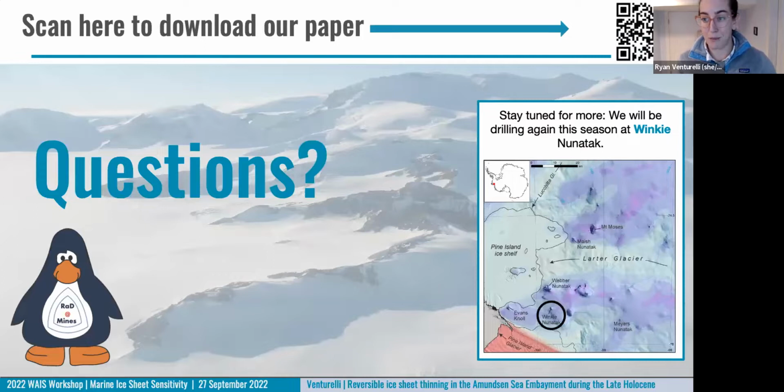More on this paper and the deployment of the Winky drill can be found in our paper that is in review in The Cryosphere. So if you scan this QR code in the corner of my slide, you can just download the paper right to your phone.